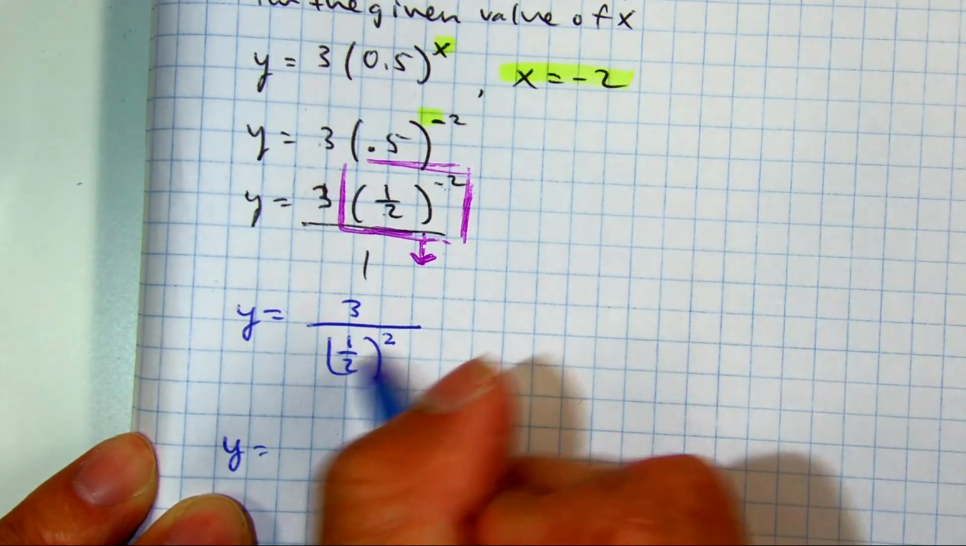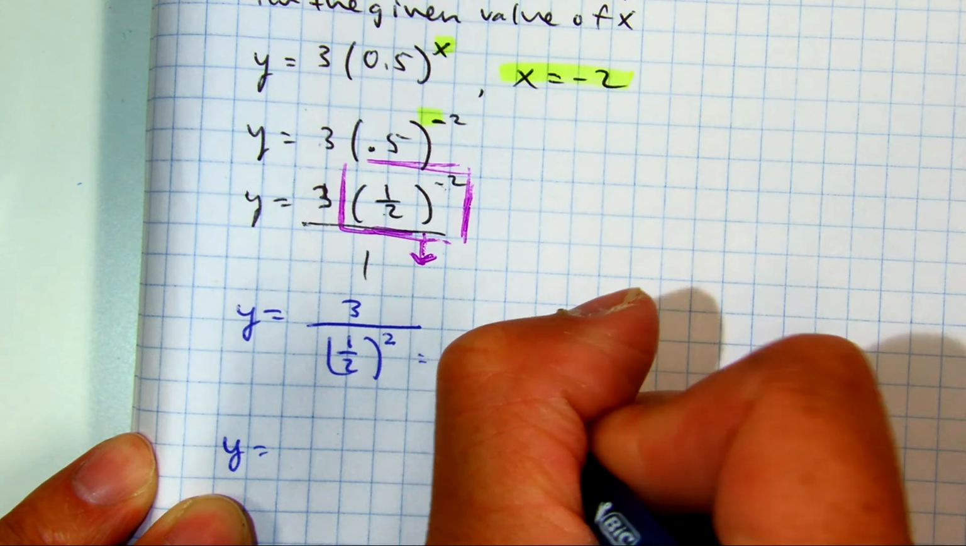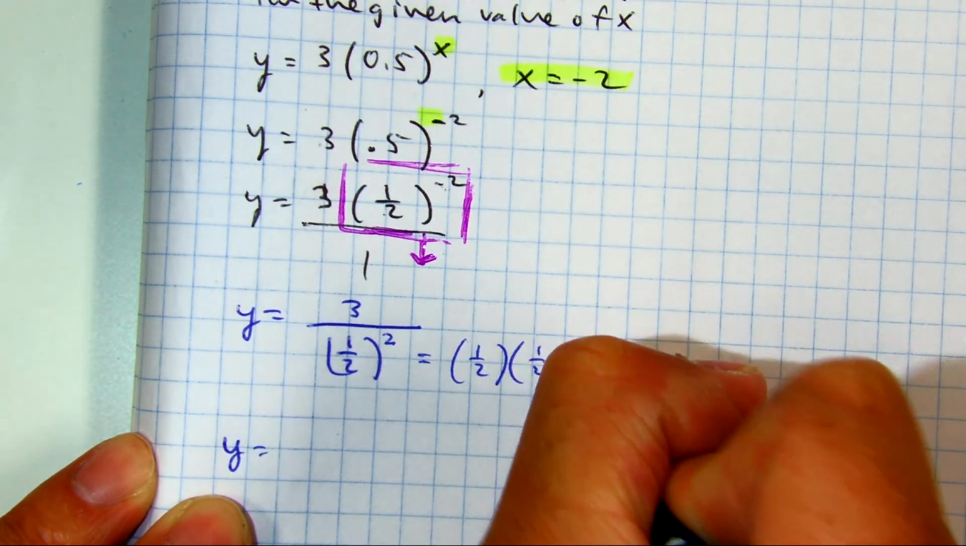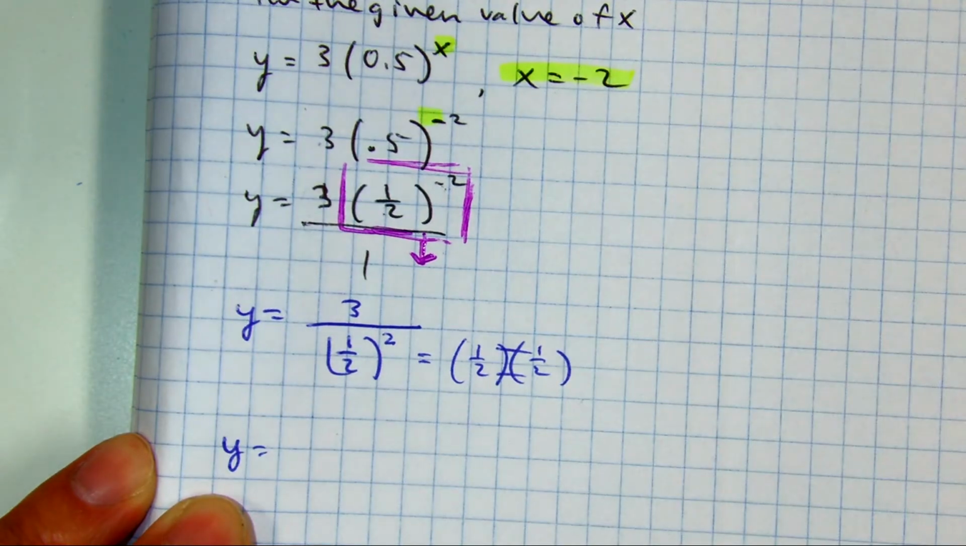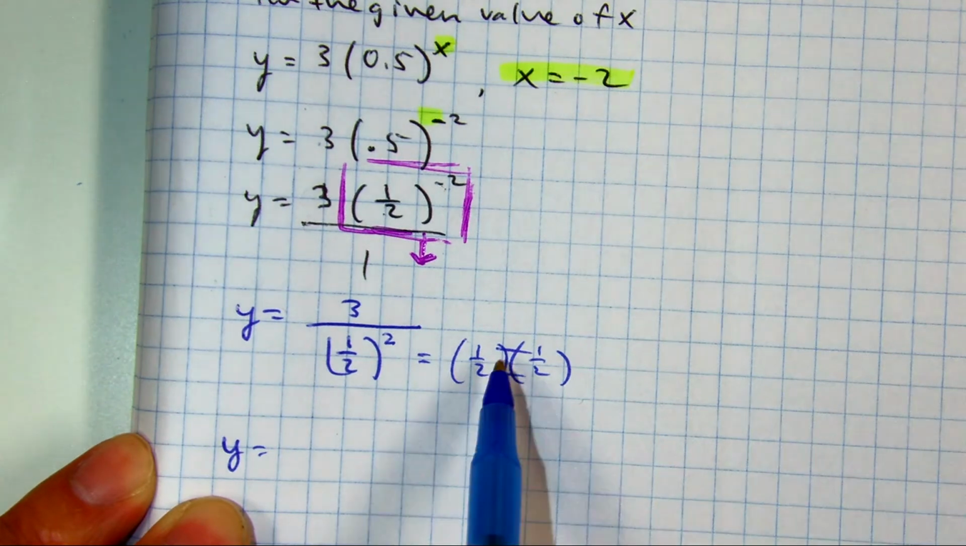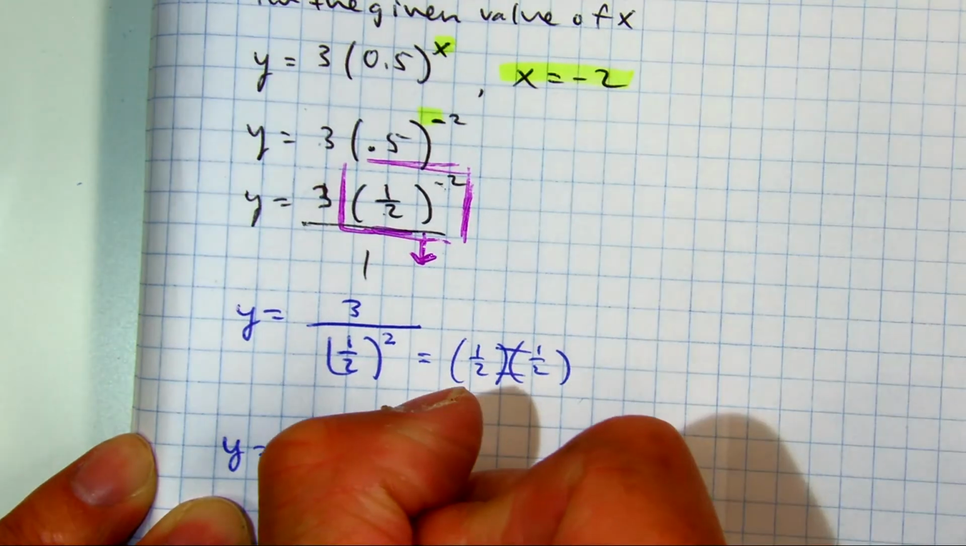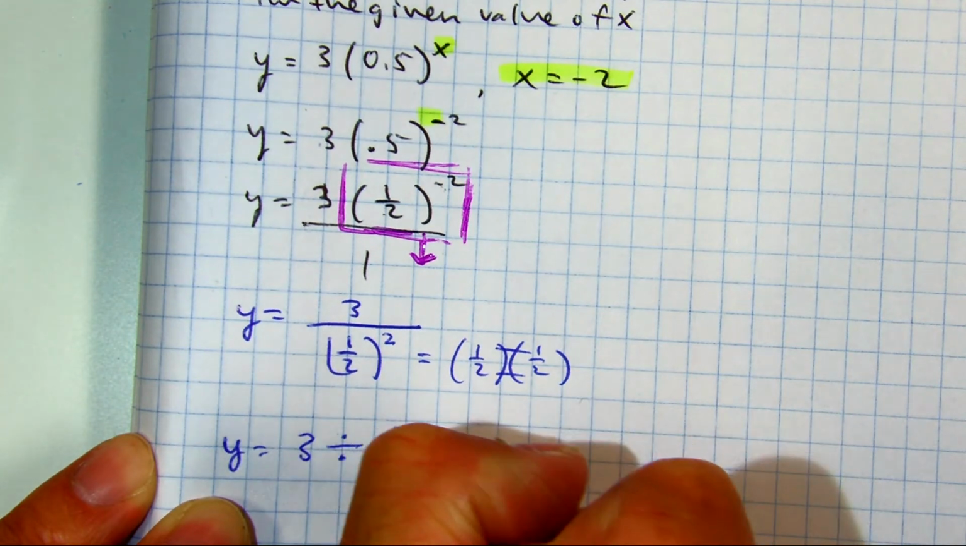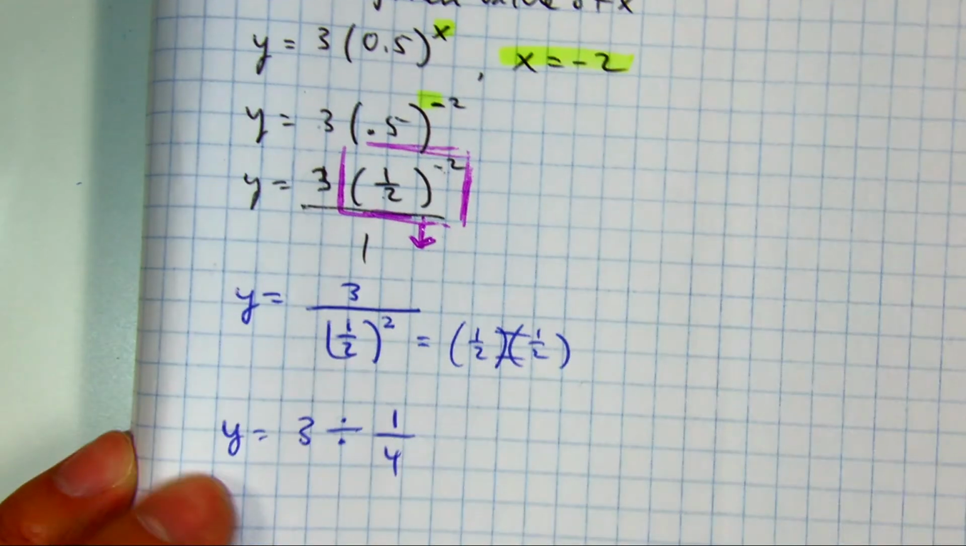Class, what's 1/2 squared? 1/2 times 1/2. Multiply across. Class, what do you get? 1/4. So I'm going to change that now. 3 divided by 1/4. Notice how I haven't done any flipping or changing yet.